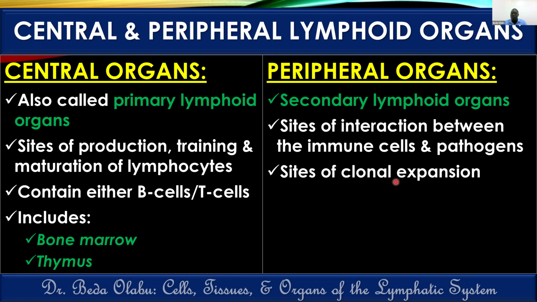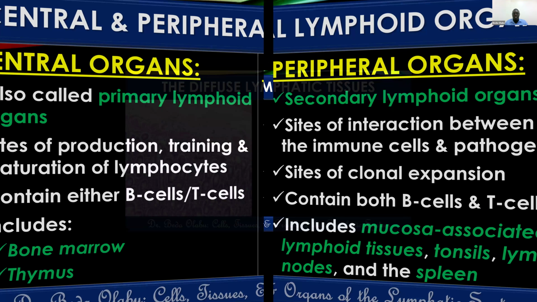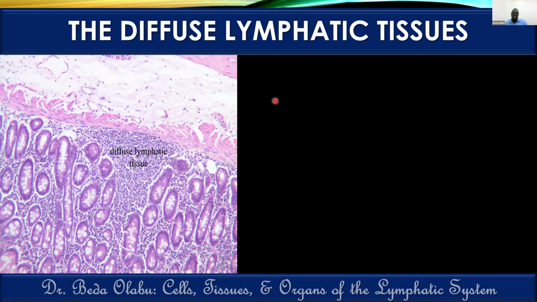So peripheral lymph organs are sites of clonal expansion. Remember that. They will contain both B cells and T cells in one particular organ. So there are different types of peripheral lymphoid organs. We have the mucosa-associated lymphatic tissues, tonsils, lymph nodes, and spleen. I want us to go through them. Let's begin with the diffuse lymphatic tissues.